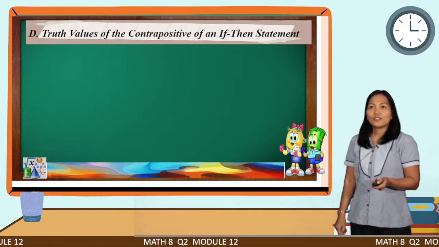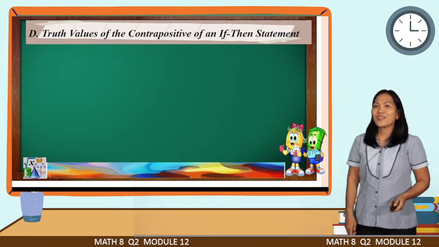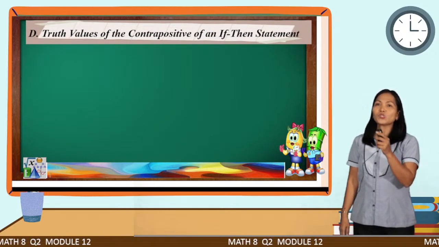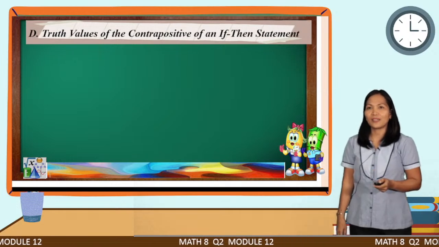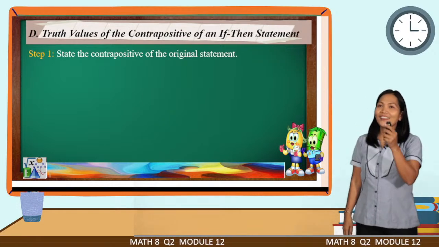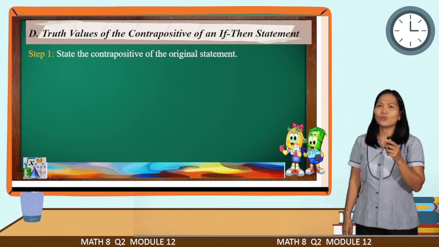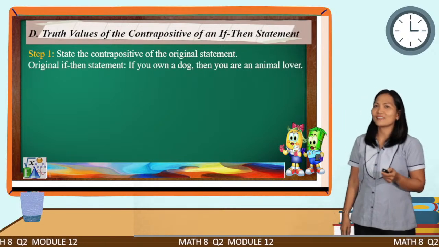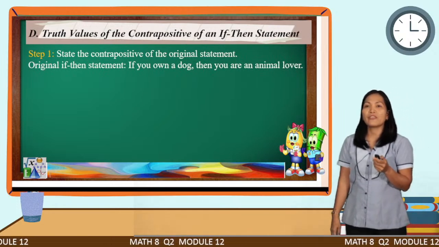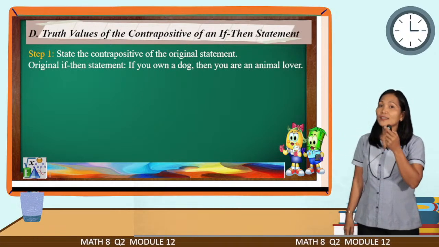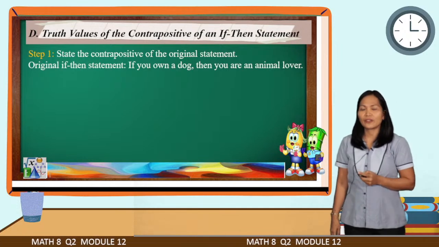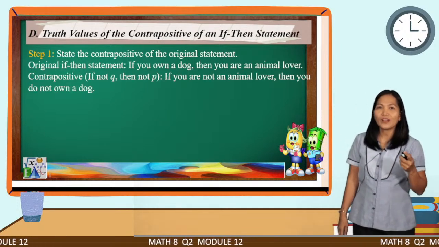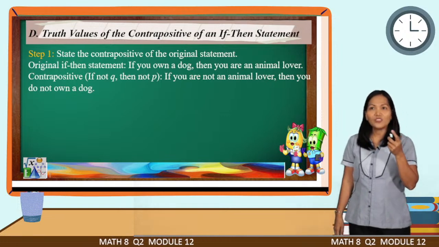Okay? So let's have the fourth truth values, that is the contrapositive of an if-then statement. Again, let us state the contrapositive of the original statement. To do that easily, let us first state the original if-then statement. If you own a dog, then you are an animal lover. So what is the contrapositive? If you are not an animal lover, then you do not own a dog.